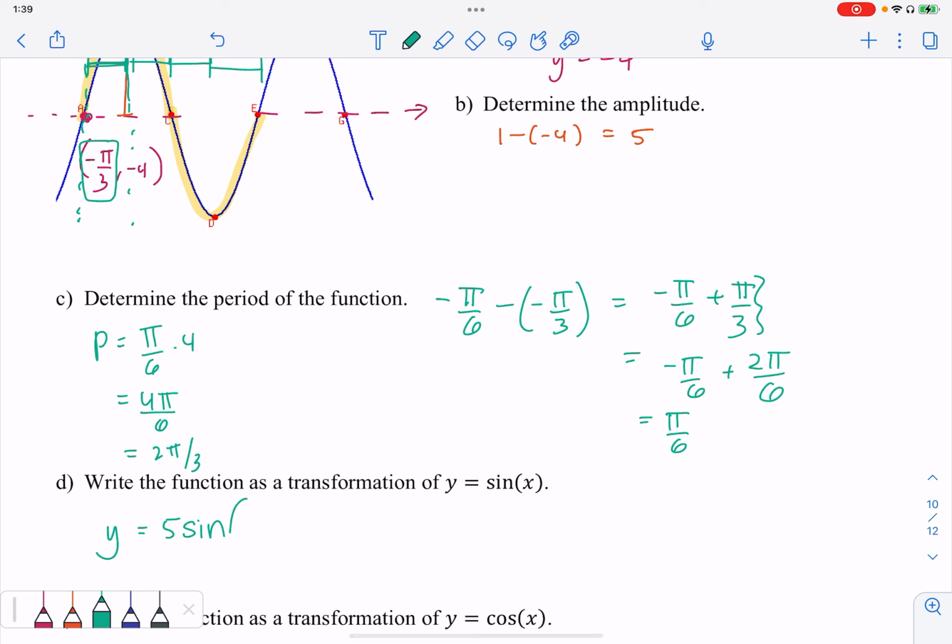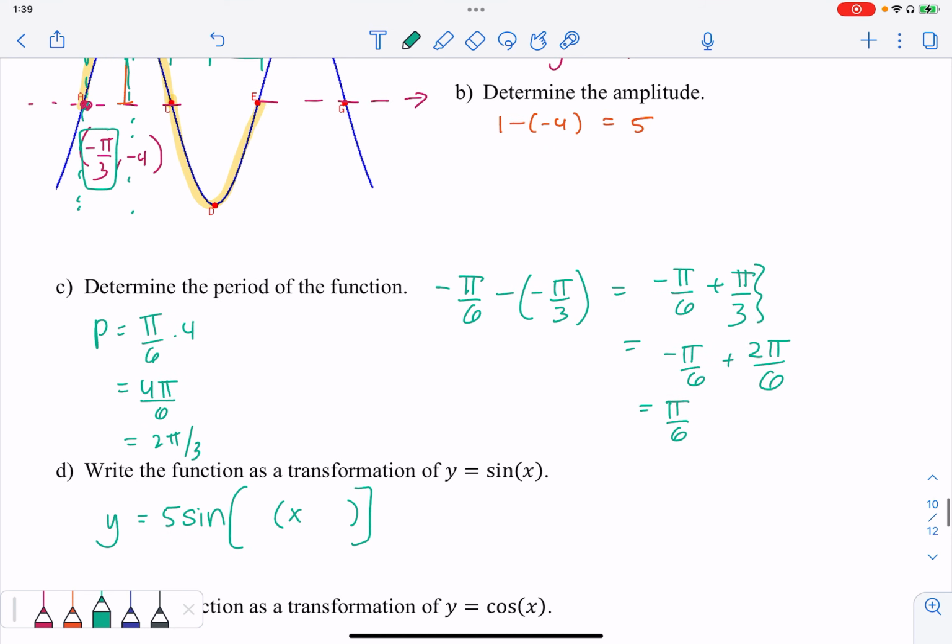I know that I want to write it in this kind of form where we have x inside there. Okay, and then the midline is minus 4, so just minus 4 out here. What do I want right here? I need this b value right here. Well, let's see. I know that 2 pi over b gives me the period. This period is 2 pi over 3.